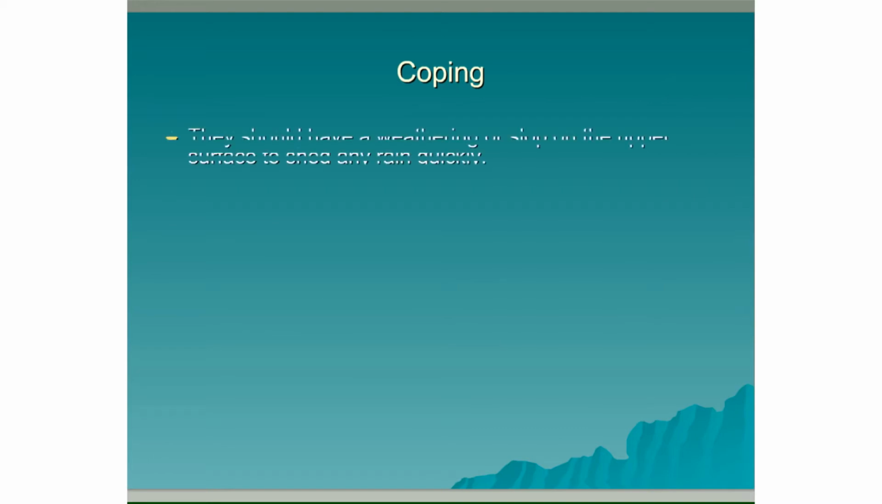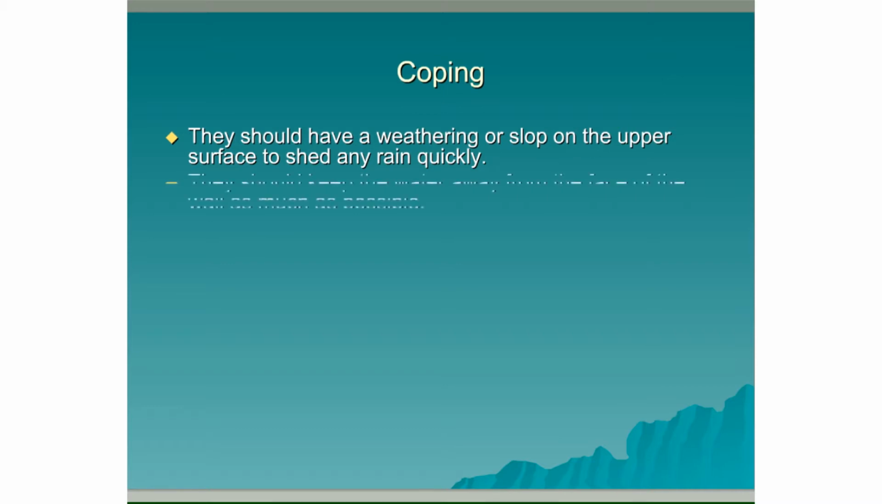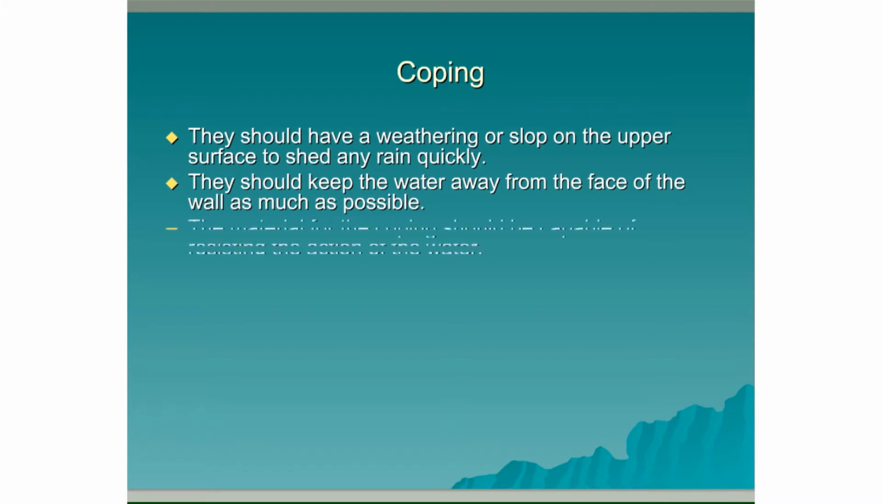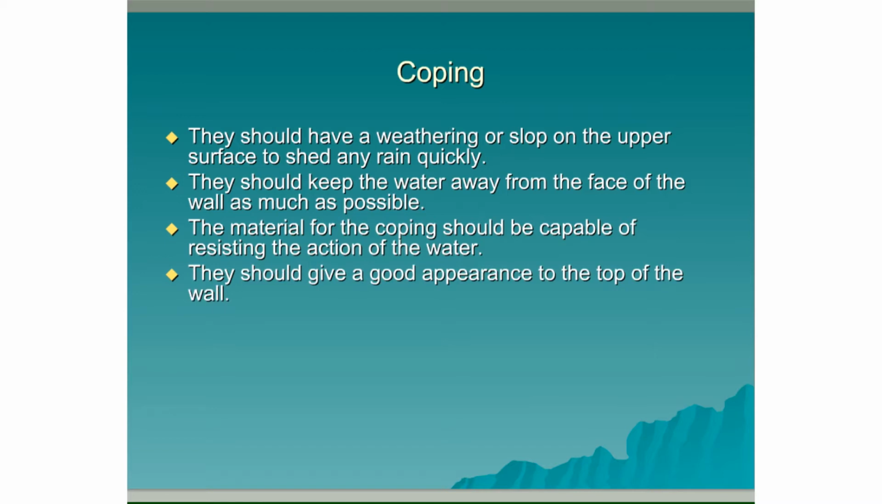Copings. They should have a weathering or slope on the upper surface to shed any rain quickly. They should keep the water away from the face of the wall as much as possible. The material for the coping should be capable of resisting the action of the weather. They should give a good appearance at the top of the wall. Movement joints should be every 3 meters.